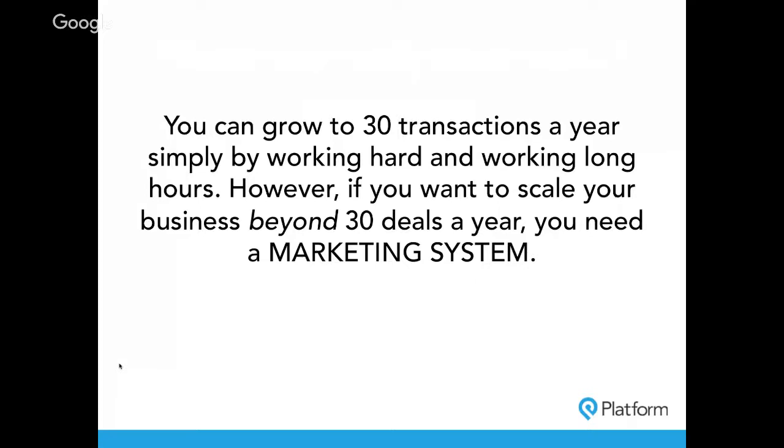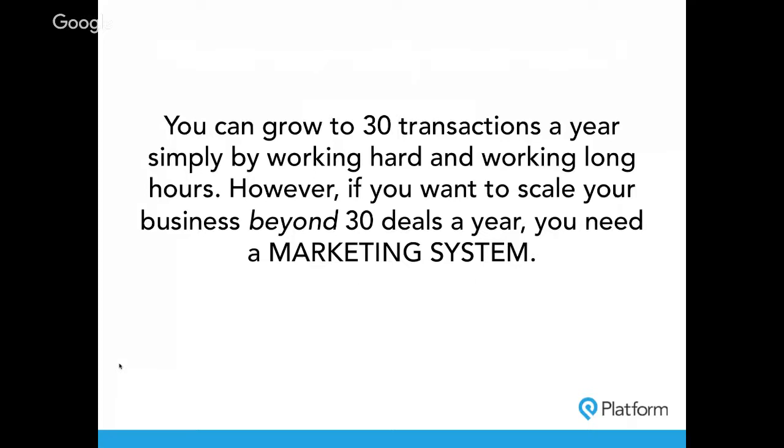That's impossible. It's not scalable. And it's not how you'd want to live your life either, even if it were possible, right? And so I see this over and over and over again: agents plateauing right around 30 transactions a year. And they don't realize what's happening. They just think the market's drying up or tightening up, and they don't realize why they're plateauing.